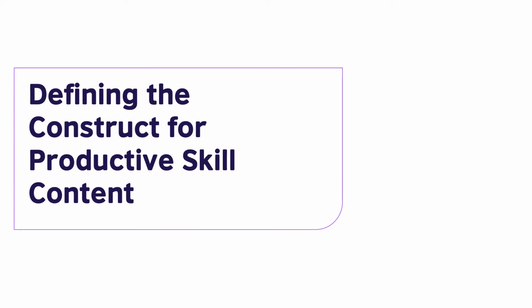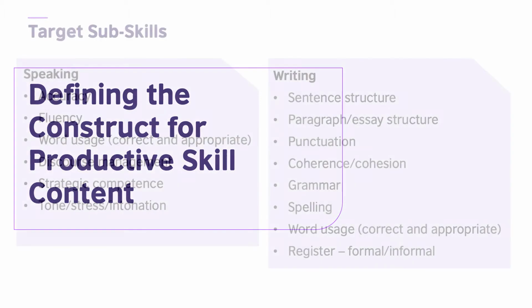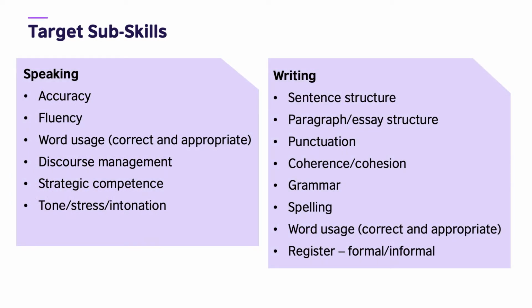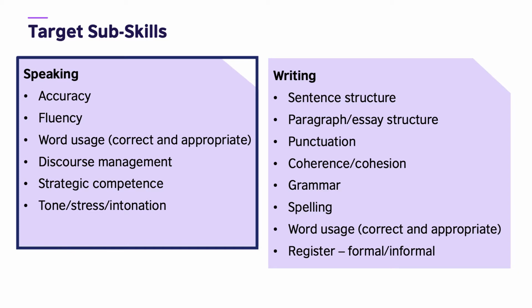In this section, we will look in more detail at how the construct is defined for the productive skills. Here are some examples of target subskills within speaking and writing. In speaking, for example, as well as linguistic aspects such as grammatical accuracy, we are also interested in fluency, the extent to which a speaker is able to keep going.